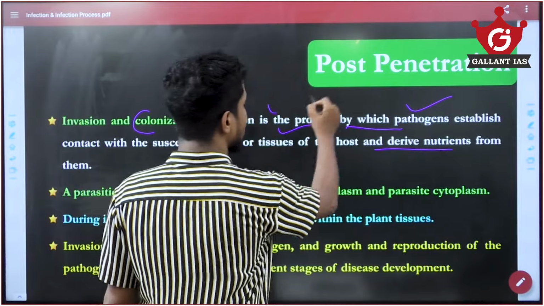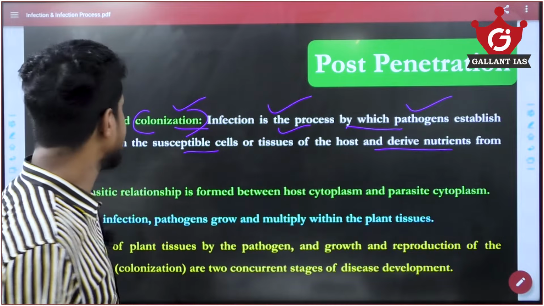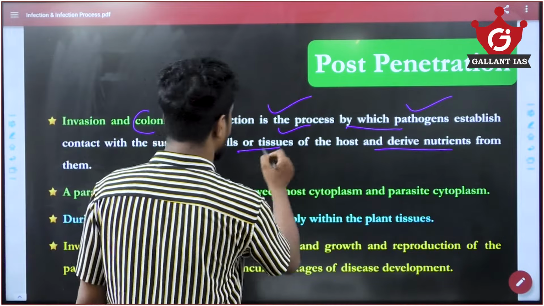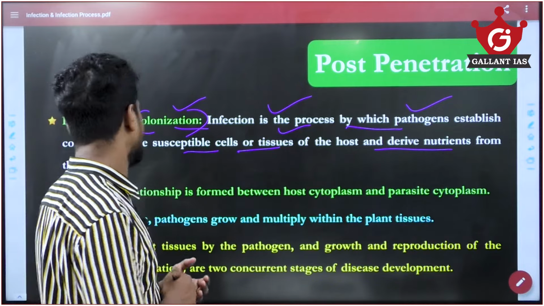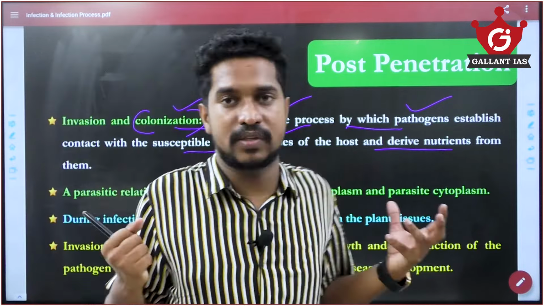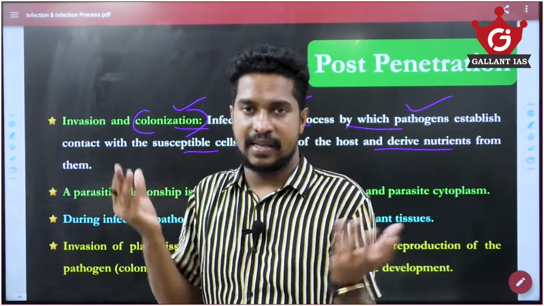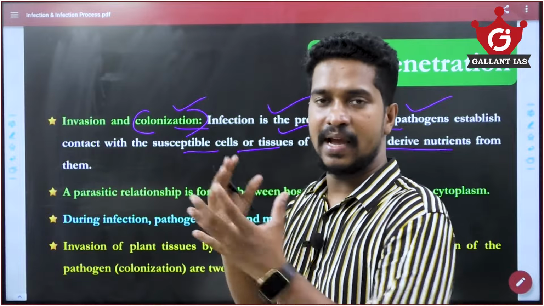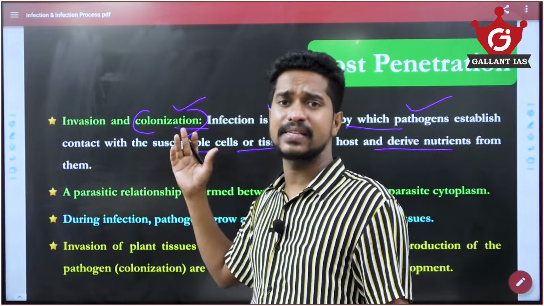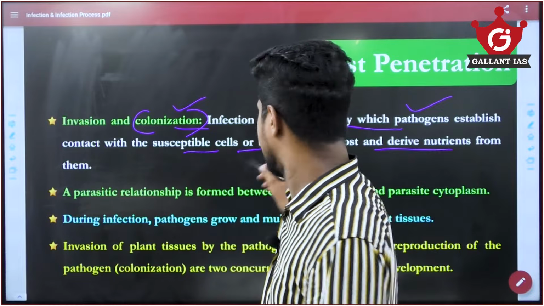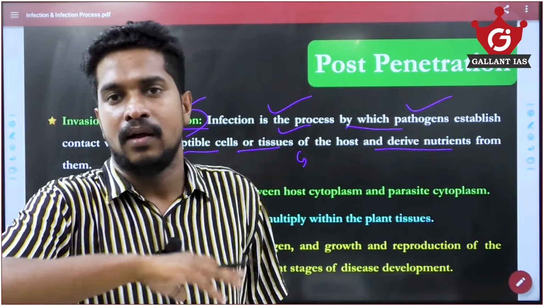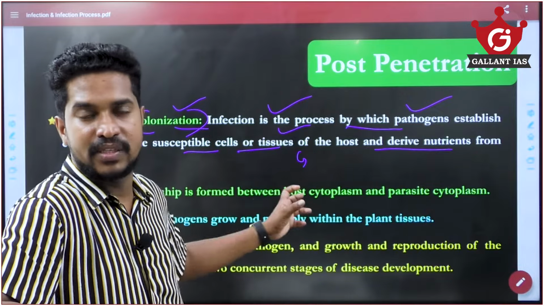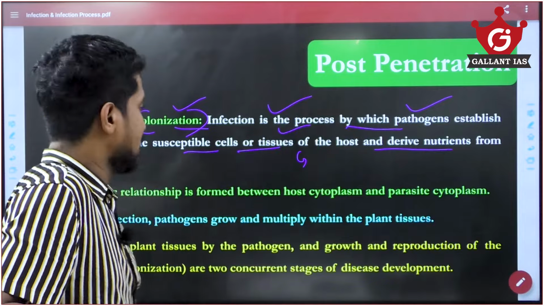Infection is the process by which pathogens establish contact with the susceptible cells or tissues of the host and derive nutrients from them. Invasion means they take control over the host cell. That means in the case of fungi, they are parasitic in nature, so they absorb food from the living cells.